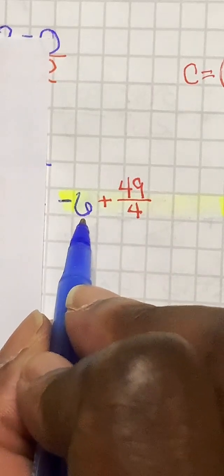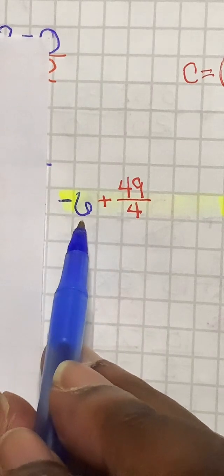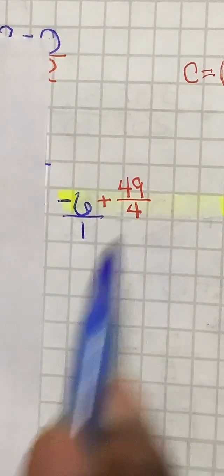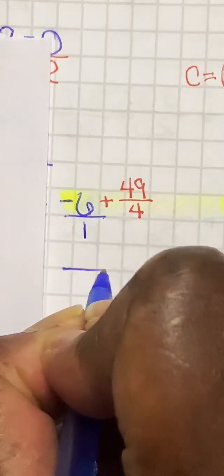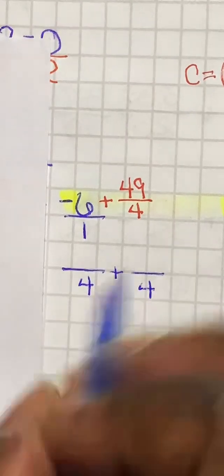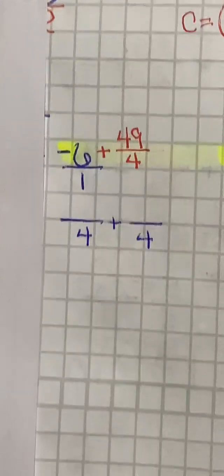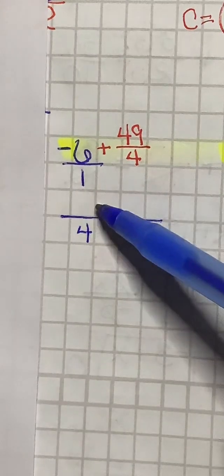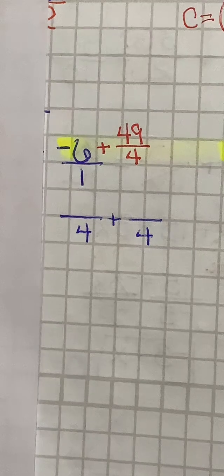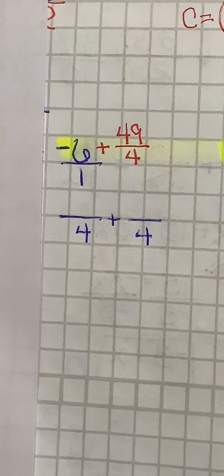In order for us to do anything, we need to change this whole number to a fraction. All we do is put it over 1. And now we need a common denominator. We know that we need a denominator of 4, because this one originally is going to be a 1. So, let's think. What divided by 4 will give me a -6? Let's change that whole number of -6 to a fraction.